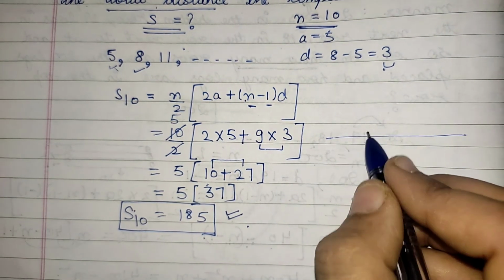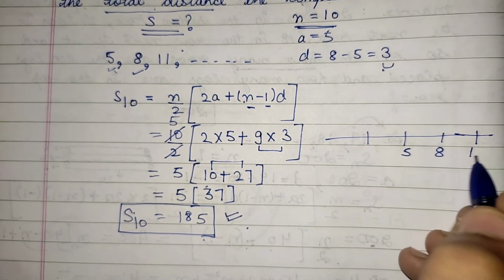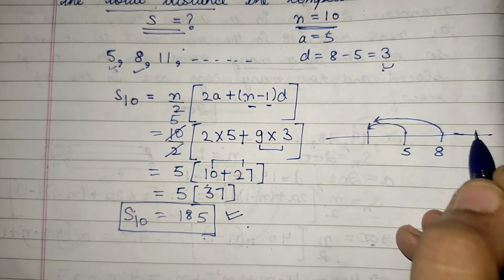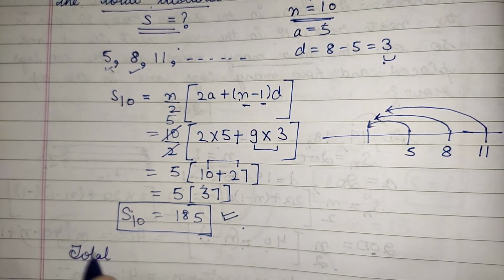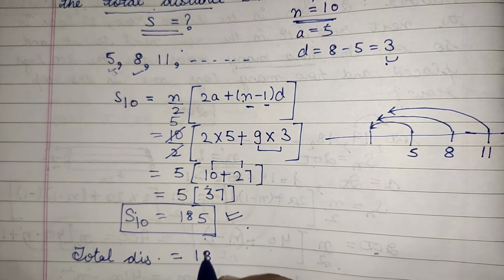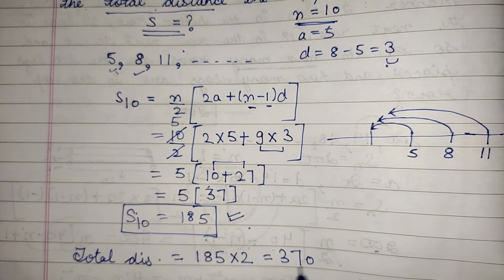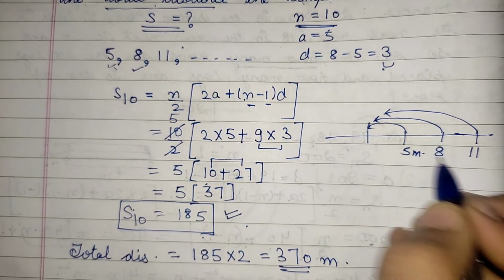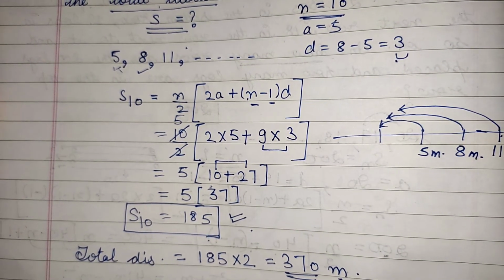But because he is moving back to put the potato into the bucket, the total distance covered by the competitor is twice. So I have to double my distance to find the total distance, which is 185 into 2, equal to 370 meter. Because the distance is given to us in meters, the total distance covered will also be in meters. Okay.